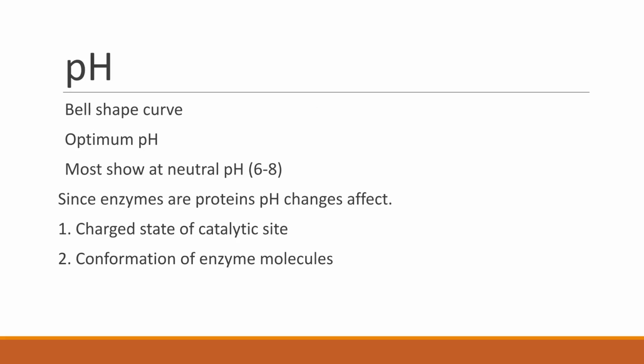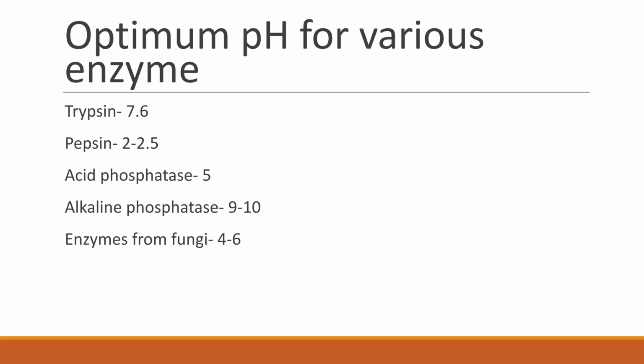Enzyme activity also follows a bell-shaped curve concerning pH, with an optimum pH, usually at a neutral pH between 6 and 8. pH changes affect the charged state of the catalytic site and the conformation of enzyme molecules. Optimum pH varies for different enzymes. For example, trypsin's optimum pH is 7.6, while pepsin's is 2 to 2.5. Acid phosphatase is 5, and alkaline phosphatase is 9 to 10.